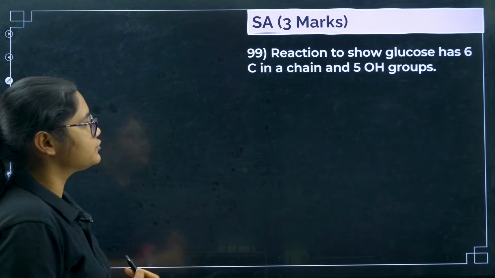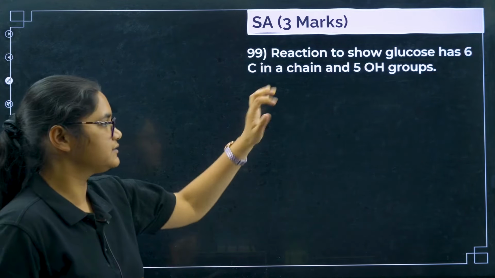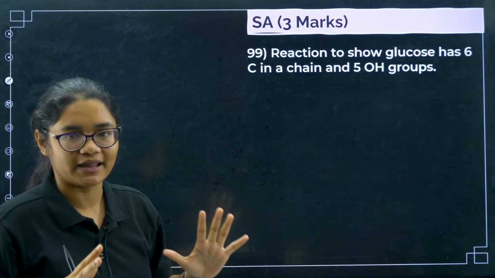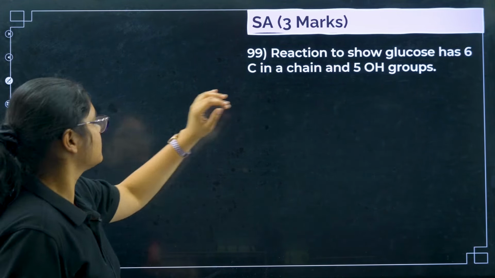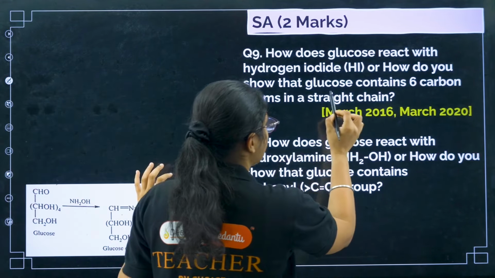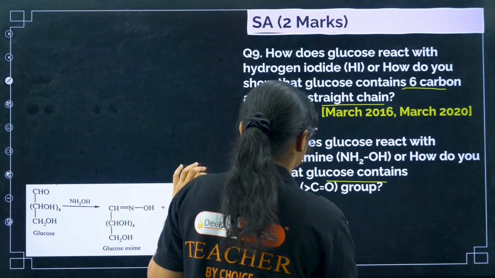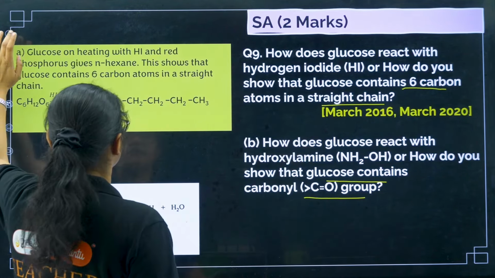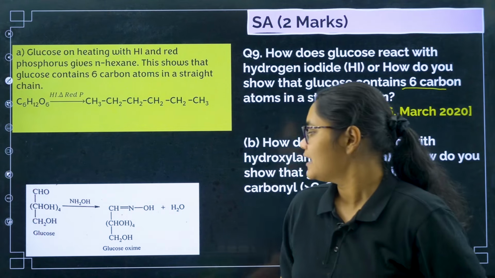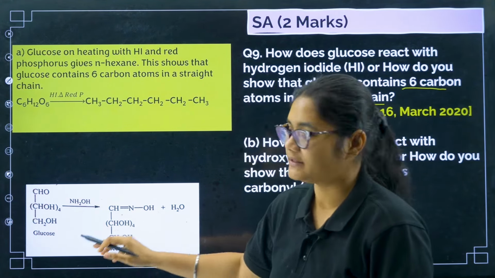Next, reactions to show that glucose has 6 carbons in a chain and 5 OH groups. There were 5 reactions of glucose, so you should remember all 5 reactions and their conclusions. For example, how can you show that glucose has 6 carbons in a straight chain? How can you show that glucose contains a carbonyl group? You have to write the reactions for that. For straight chain, the reaction is with HI and red phosphorus, and for the carbonyl group it is with NH2OH.